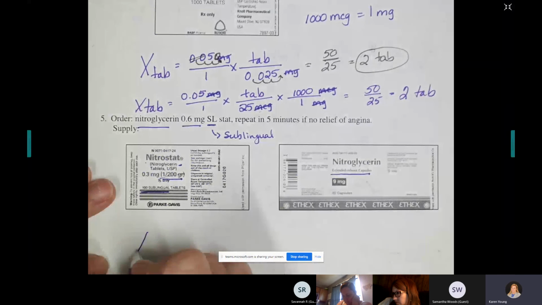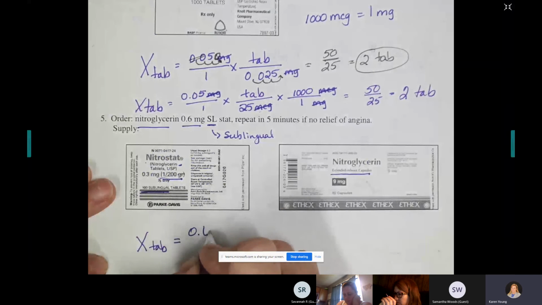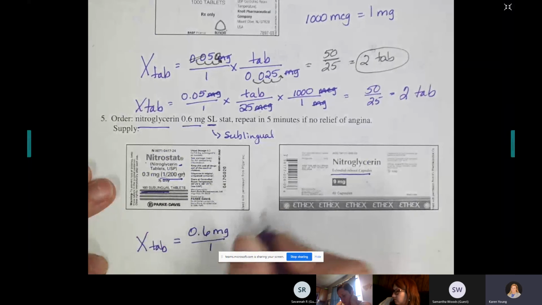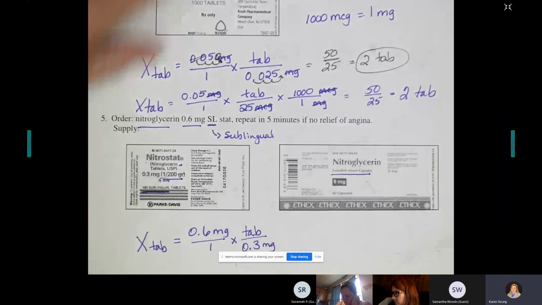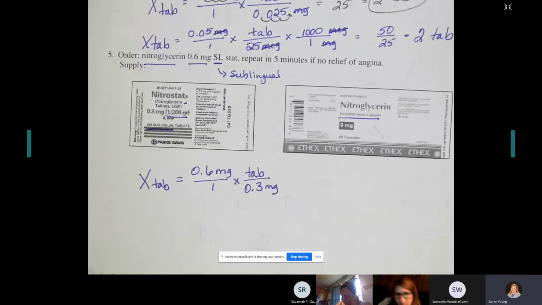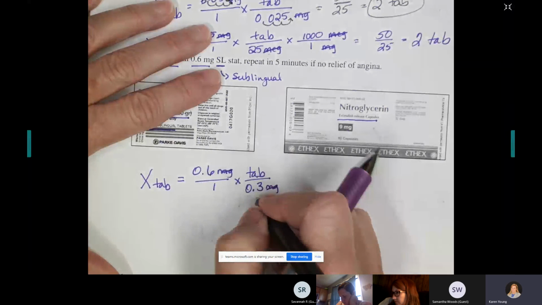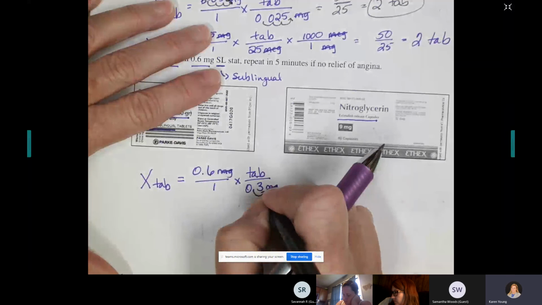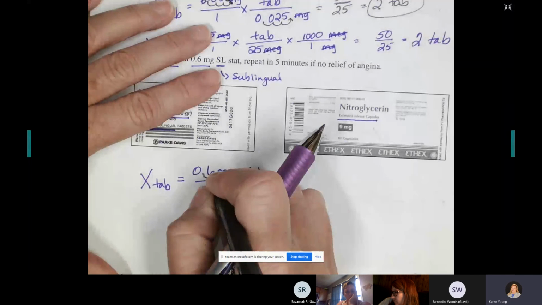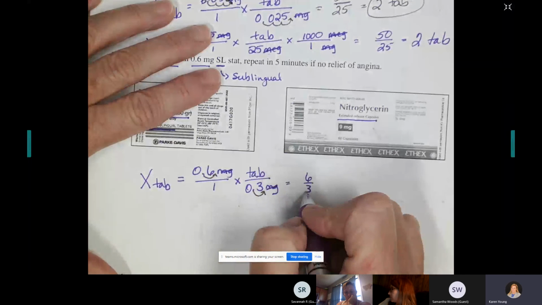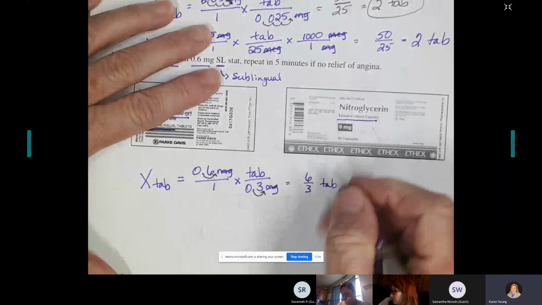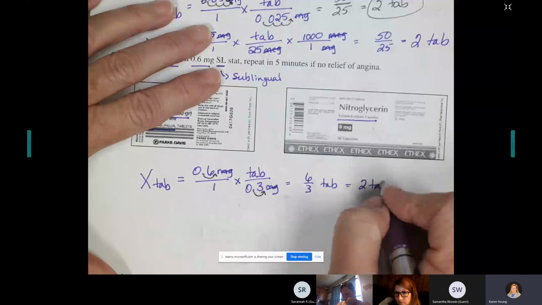So I'm looking for the number of tablets. 0.6 milligrams over 1 times our tablet over 0.3 milligrams. Now I'm going to do the same thing I did earlier. First thing I'm going to do is cancel my milligrams. I'm going to move my decimal one place on the bottom, so I'll move it one place on the top. Now I have 6/3 tablets. 6 divided by 3, or 3 goes into 6 2 times. So I'm going to give 2 sublingual tablets.